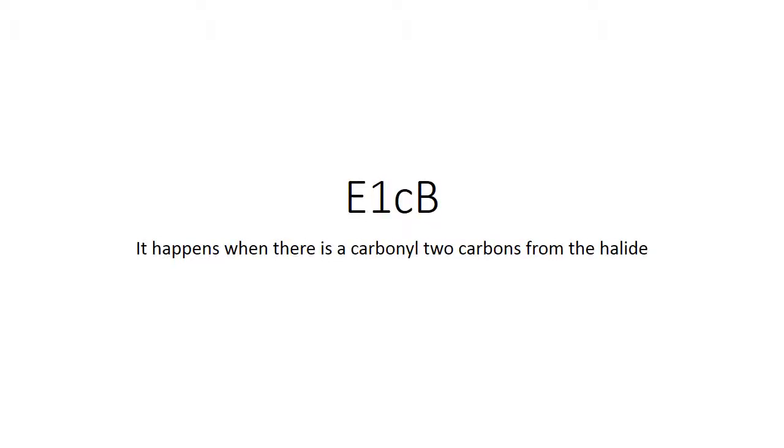There is one last mechanism, and it's a minor one. It's no big deal, and it's very easy to recognize. It's called E1cB, and the E1cB happens when there is a carbonyl, 2 carbons from the halide. So if you see a compound with a carbonyl in it doing an elimination reaction, you can be pretty sure that it's going to go through the E1cB mechanism.